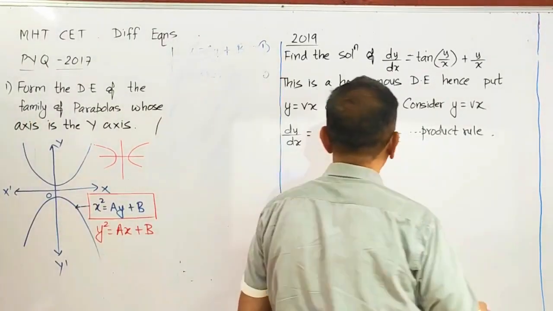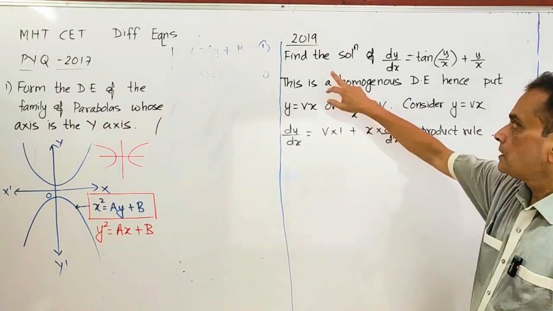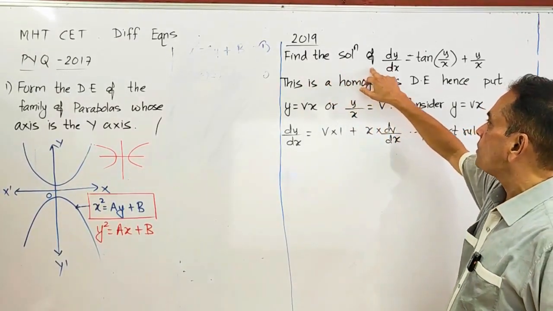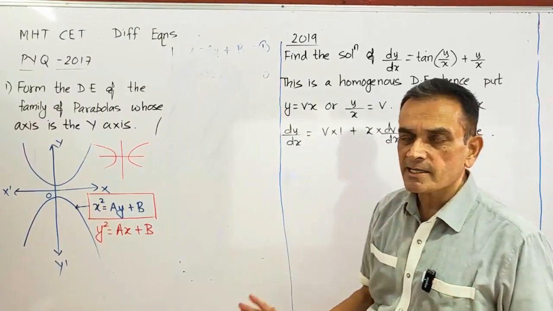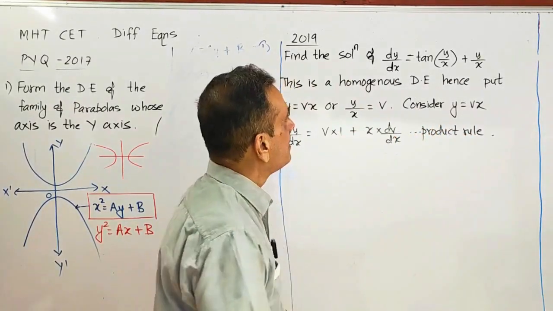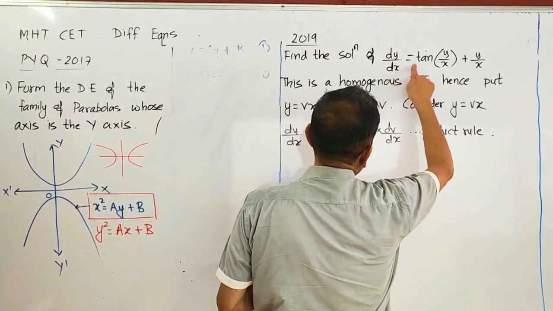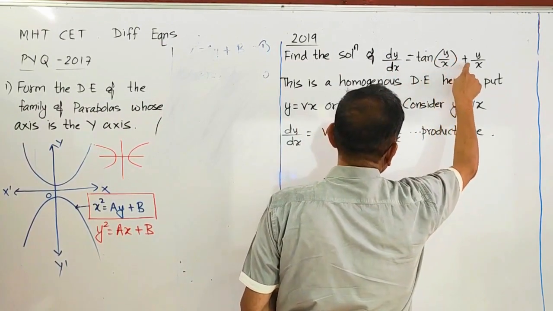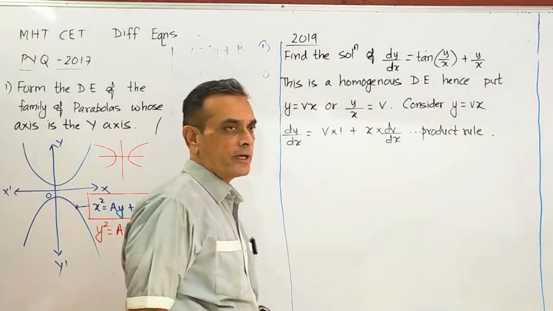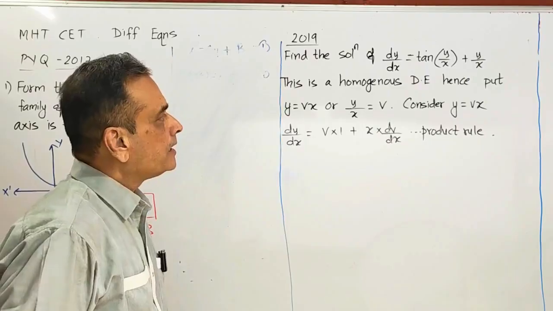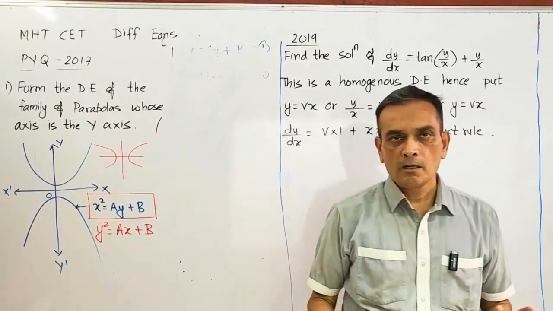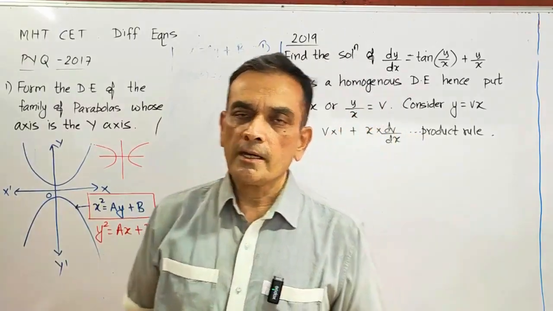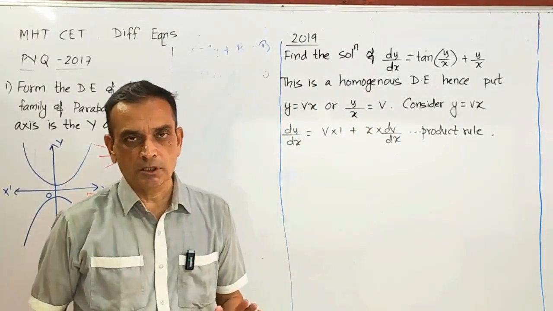2019. Find the solution of the differential equation. In this equation, dy by dx is there, that is called a DE. dy by dx equal to tan of y by x plus y upon x. Okay. Now remember, when the equations contain y upon x, okay, it is a type of homogeneous equation.